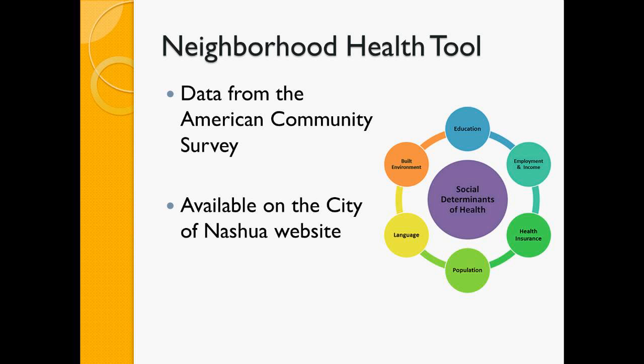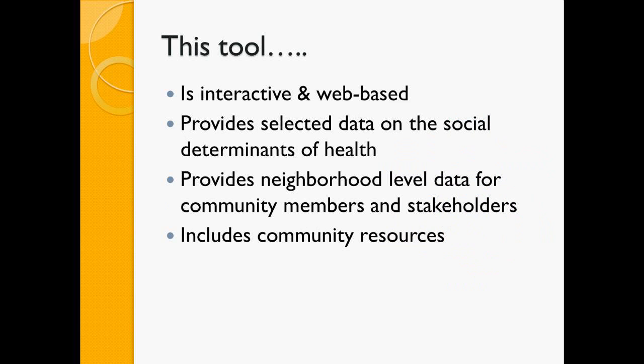And the topics that you see in this image are the ones that we picked to put in this health tool. So we have education, employment and income, health insurance, some population indicators around gender and age, language, and then some on the built environment. And this is available on the City of Nashua website. Just a couple things about this tool. It's interactive and web-based, and it only provides data on a few of these social determinants of health. So we only picked a few narrow topics at first.